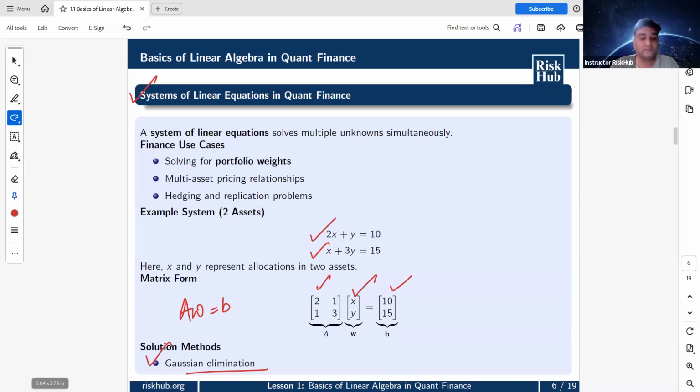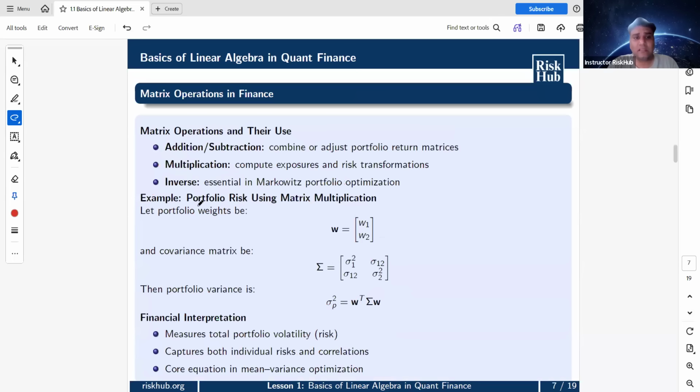A solution method. Okay. So the use cases we have understood: solving for portfolio weights, multi-asset pricing relationships, hedging and replication problems. Once you understand that, then we get into matrix operations in finance. Matrix operations include addition and subtraction. What does it mean? You combine or adjust your portfolio return matrices. For example, excess return is equal to asset return minus your benchmark return.